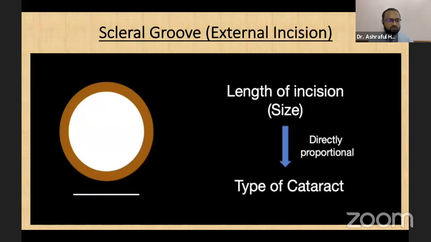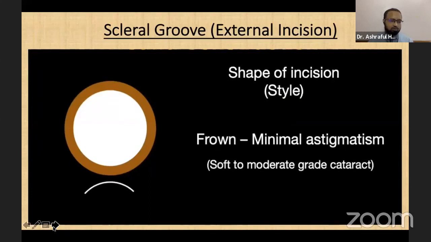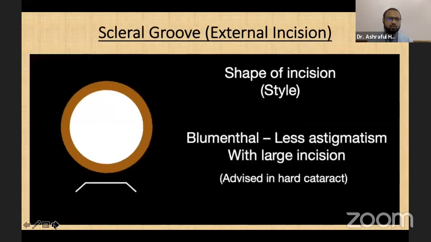The aim is the easy delivery of the nucleus. So the size of the incision depends on cataract grade; a large incision is needed for a hard cataract. The commonly given incision is straight or frown. The frown incision gives less astigmatism. And when the cataract grade is very hard, we can give the Blumenthal incision also.